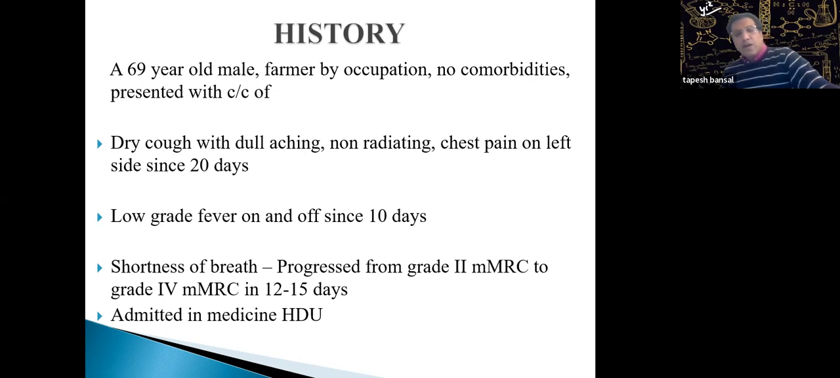So overall, I think that would be the analysis of the history. And with a dry cough and chest pain, low-grade fever, shortness of breath, all these are pointers towards pulmonary etiology. A cardiac cause cannot be ruled out, and sometimes there is simultaneous cardiac and pulmonary involvement. Let's see the next slide, Shipra ma'am.